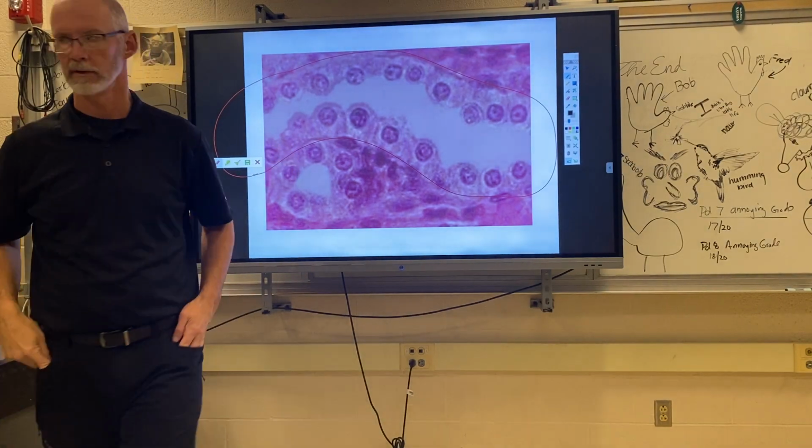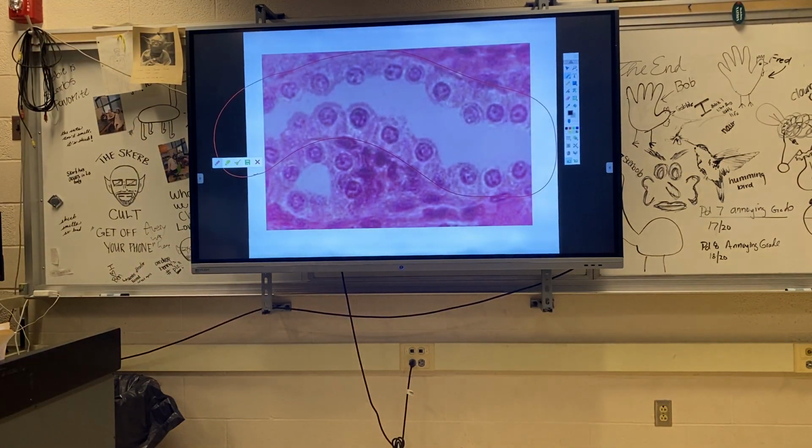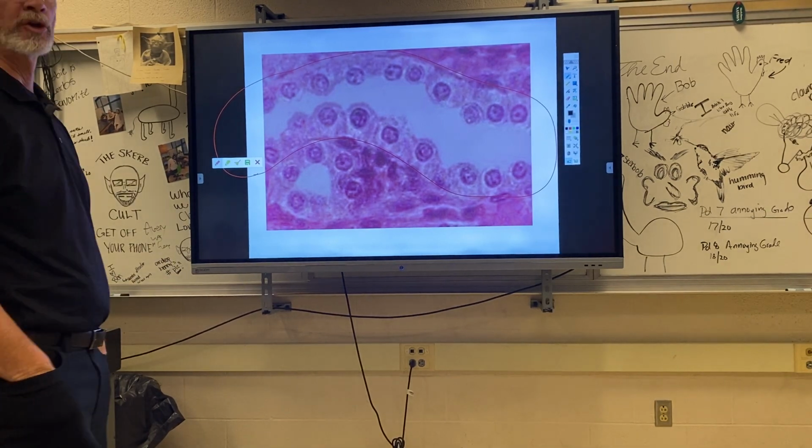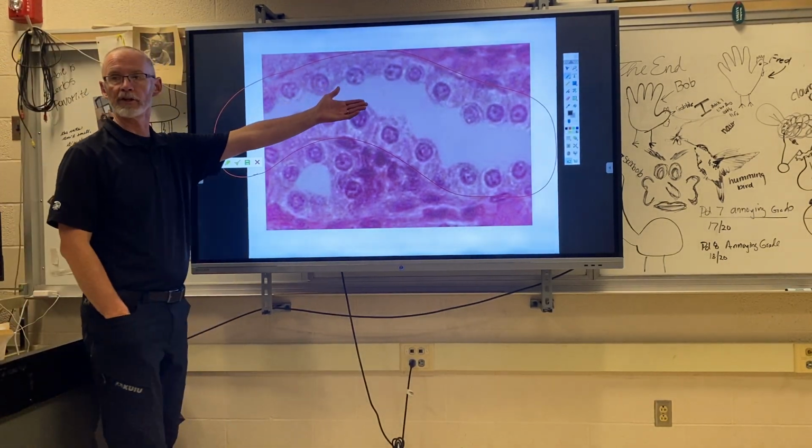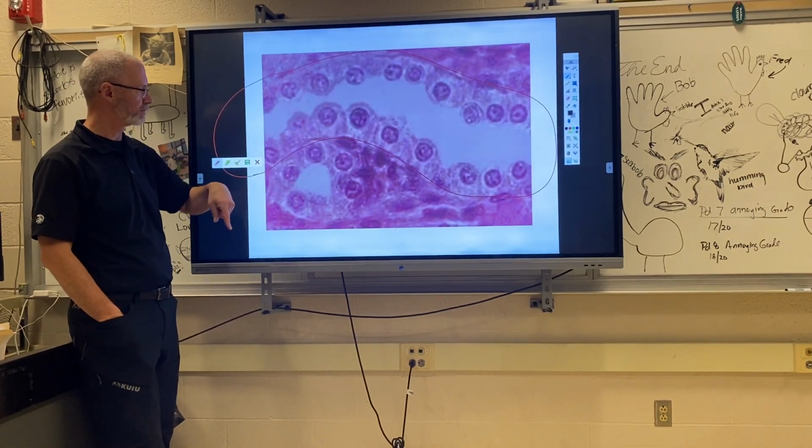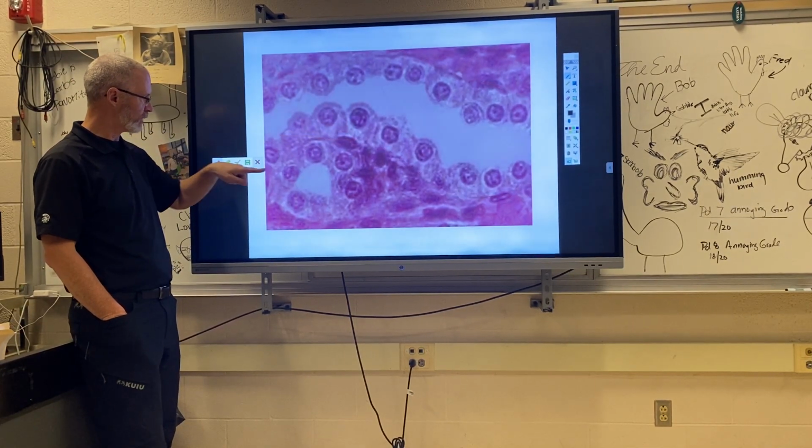There we go. Take a guess. All right, I'm going with Haley on this one. What do you got? Simple cuboidal. That is simple cuboidal epithelium as you would find it in your kidney. Simple cuboidal. Very good. Next one.